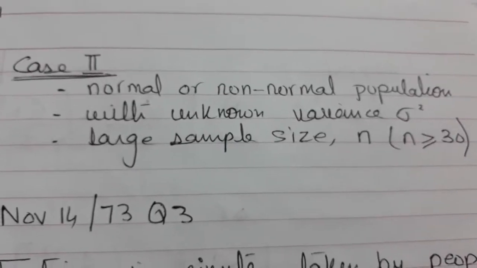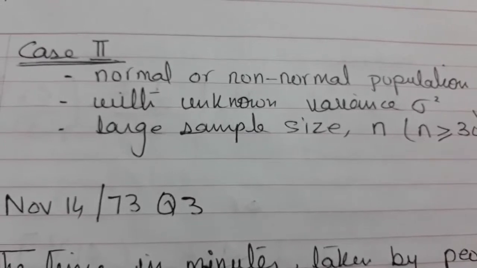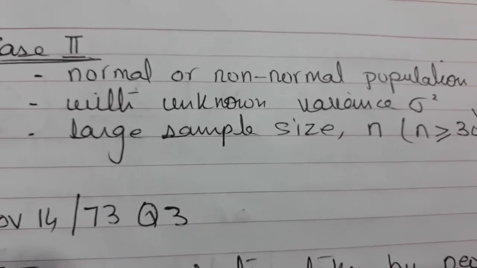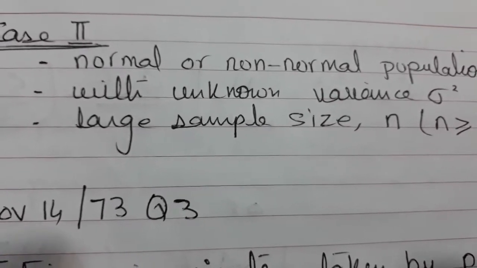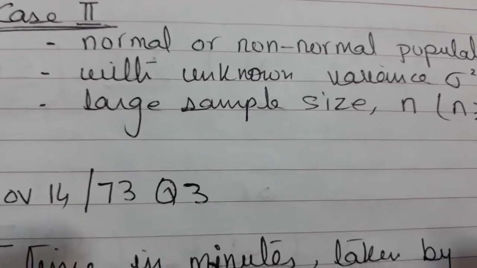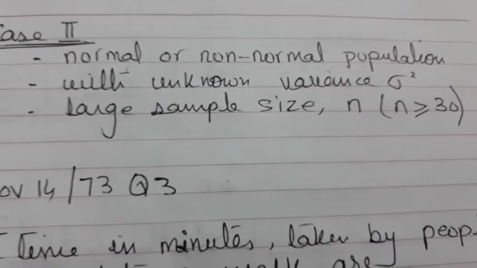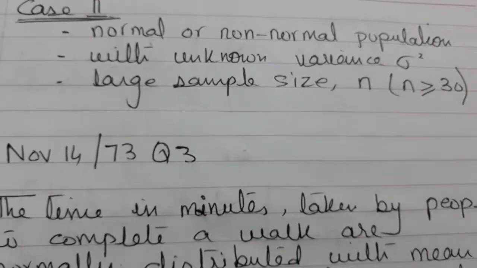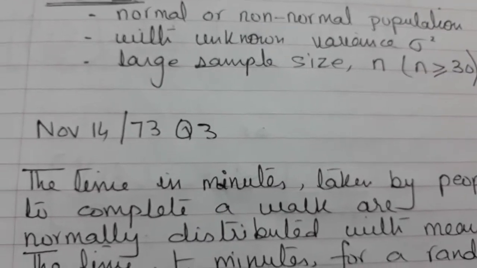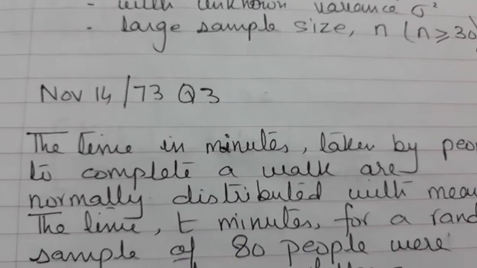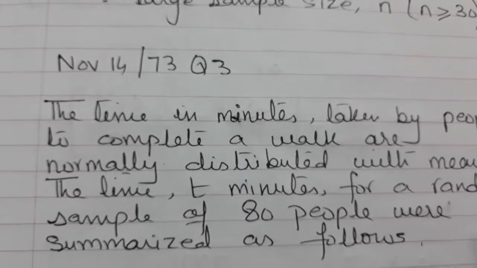Now let's take a case of the confidence interval when the population is not normal and you don't know the variance, but the sample size is very large, which is greater than or equal to 30. So I have picked up a question from November 14, variant 7.3 and question 3.